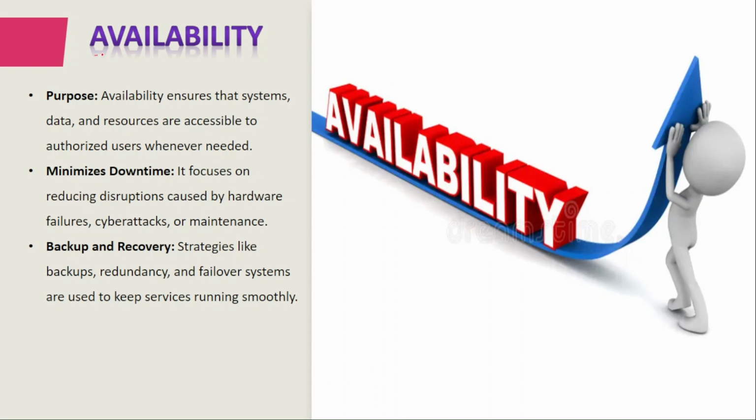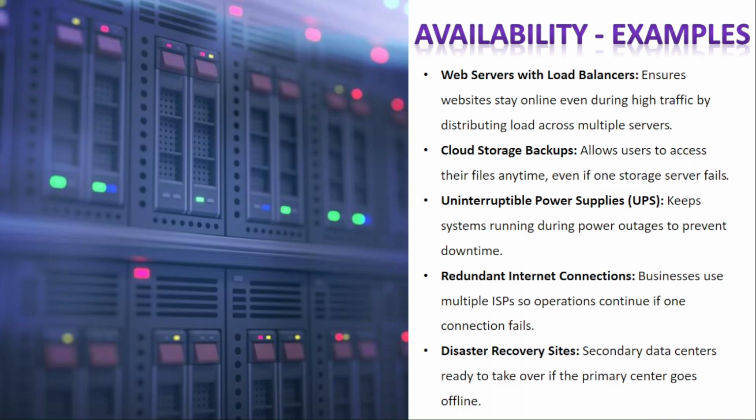And the third and the last pillar of the CIA triad is availability. So the purpose of availability is to ensure that systems, data, and resources are accessible to authorized users whenever needed. And it minimizes downtime. So it focuses on reducing disruptions caused by hardware failures, cyber attacks, and/or maintenance. Backup and recovery. So strategies like backups, redundancy, and failover systems are used to keep services running smoothly. So we'll explain the examples of these redundancy and failover in the next slide.